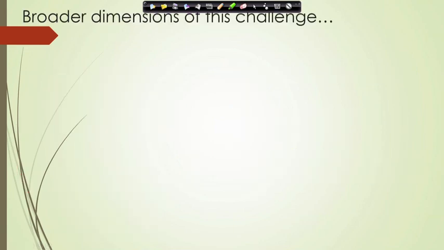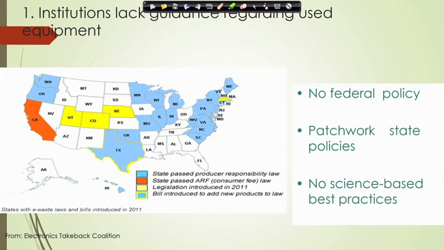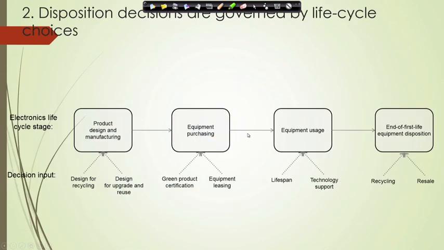So, the broader dimension of this challenge is that in the US there is no federal policy. In India we do have a federal policy now. In the US they have state level policy. So, it is not that the US is behind us, but they have a state level policy, not a federal level policy. A patchwork of state policy is there. There is still a lot of work that needs to be done in the US in terms of the Electronics Take Back Coalition. No science based best practices are out there.